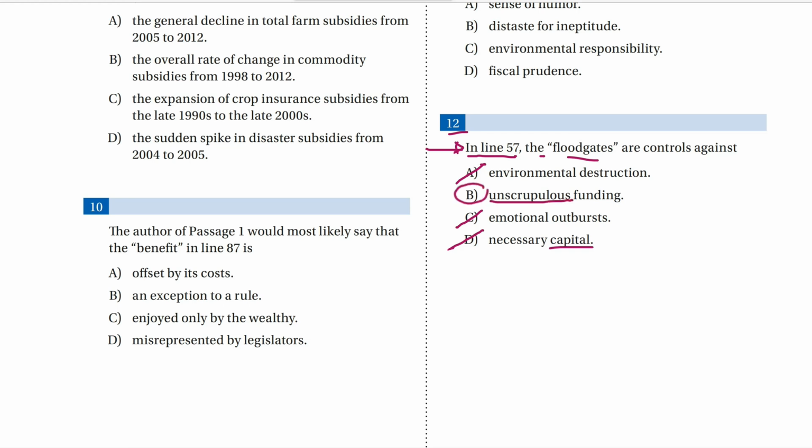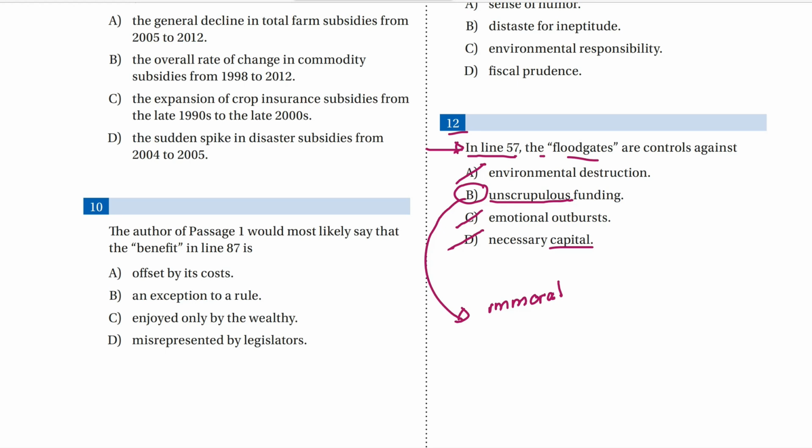Write down the word unscrupulous. It means what? Very good. Immoral. Write it down please. Immoral funding. You got it? No principles in it. That's it. Hopefully you understand it.